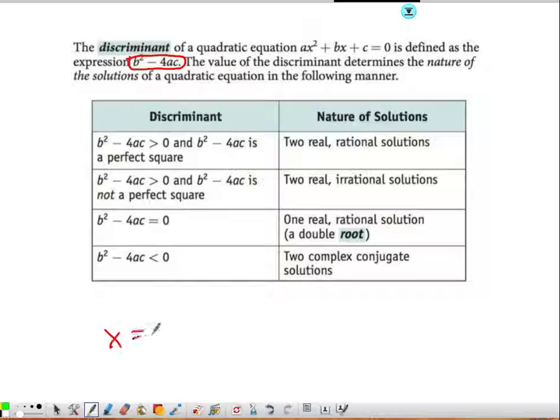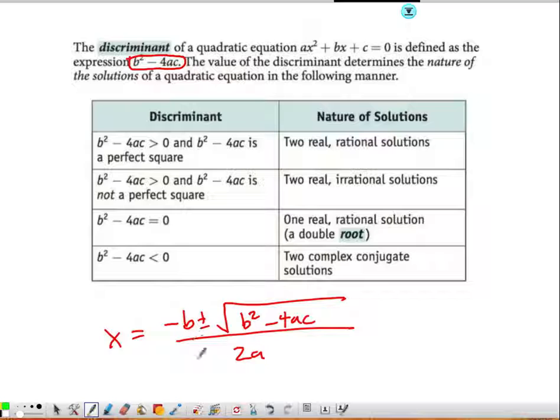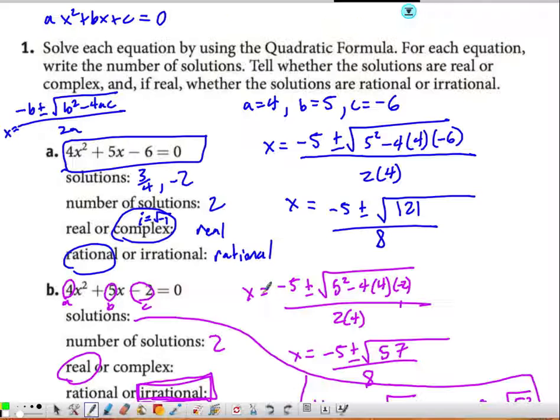Let me write the quadratic formula again. x equals -b plus or minus the square root of b squared minus 4ac, all over 2a. Do you see the discriminant anywhere in the quadratic formula? Here it is. The discriminant is simply underneath the square root. Why is the discriminant important? Well, let's take a look at all the ones that we just found, and let's highlight the discriminant.